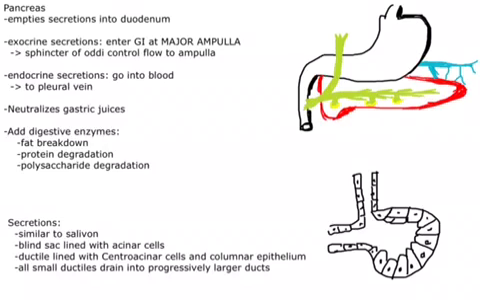There are exocrine secretions and endocrine secretions. The exocrine secretions enter the GI tract at the major ampulla. So the major ampulla would be right here, where the bile ducts are entering. It is also called the ampulla of Vater, but you'll probably mostly see major ampulla. The major ampulla is controlled by the sphincter of Oddi. The flow is controlled by the sphincter right here.